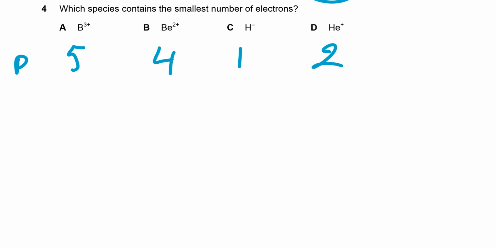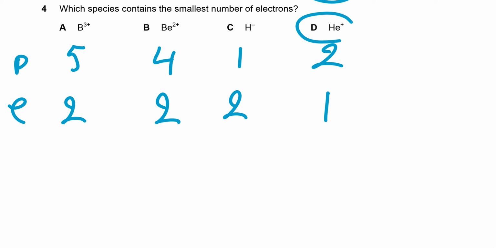Now for boron you have 5 protons, positive 3, that means you have removed 3 electrons, so the number of electrons is 2. Here again it's 2, and hydrogen gained 1 electron, it's also 2, and the helium here you have a positive ion, so the number of electrons is decreased, so positive 1, that means you have removed 1 electron, so the number of electrons is 1. So the smallest number of electrons is helium positive 1.